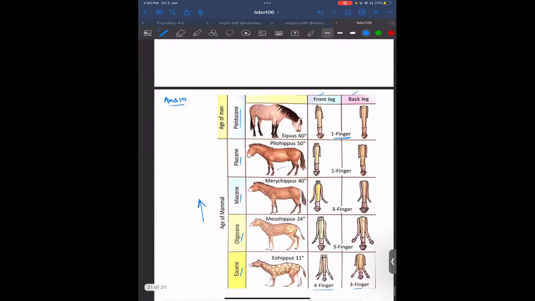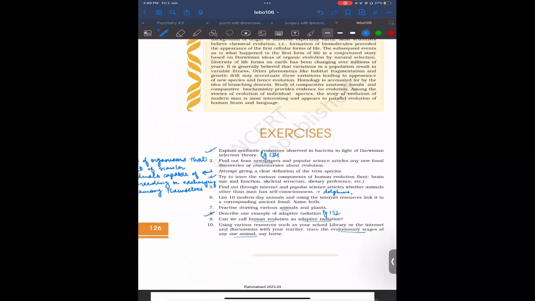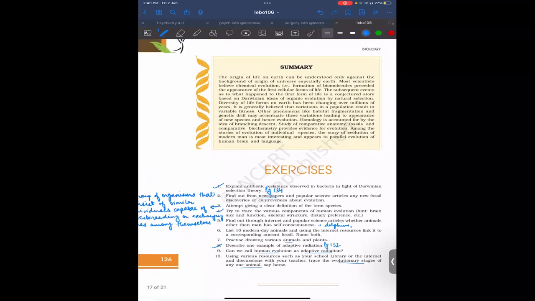So this is all with the evolution chapter and the important points you need to focus on. So hence we are done for this chapter. Have happy learning and enjoy the chapter while learning it, so that you properly understand the chapter and have a good sense of it.